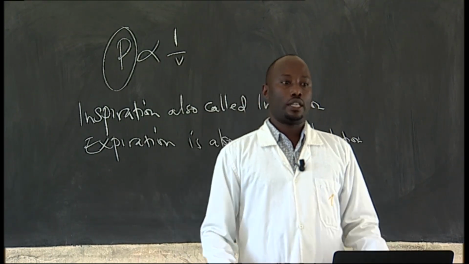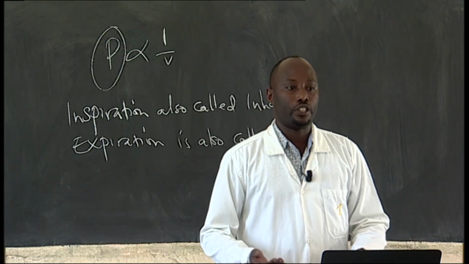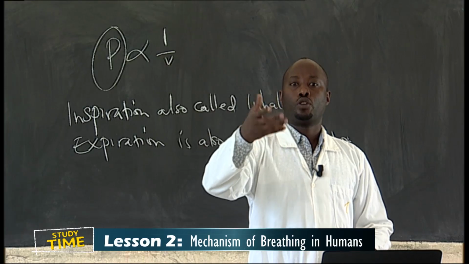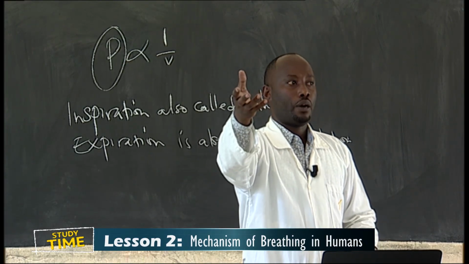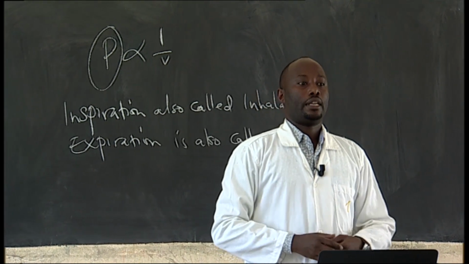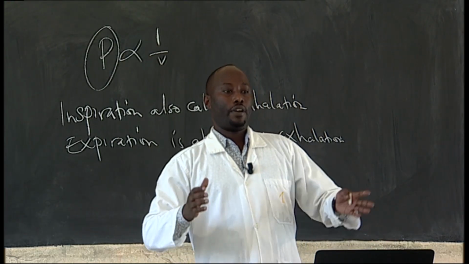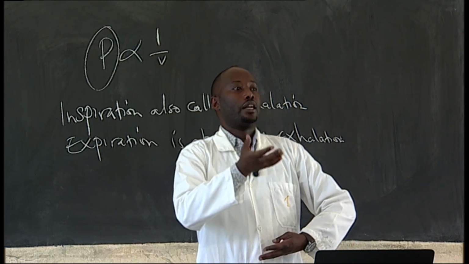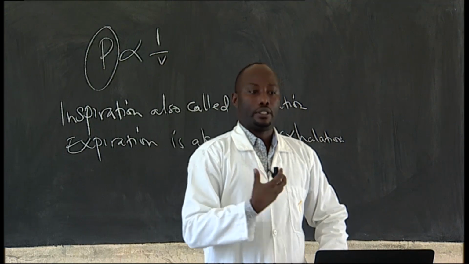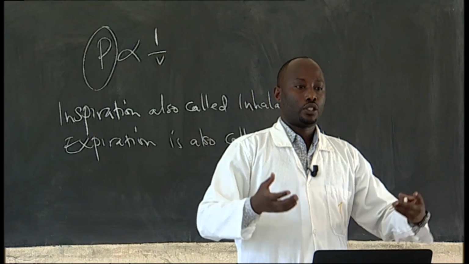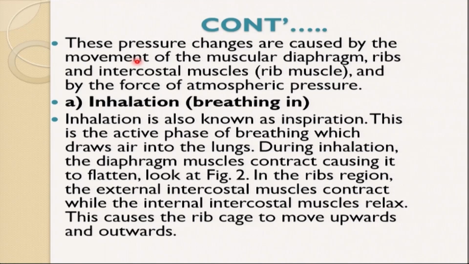Inhalation, also known as inspiration, is the active phase of breathing, which draws air into the lungs. This is the active process where air must be drawn from the atmosphere and into the lungs. During inhalation, what happens to the diaphragm? The diaphragm must contract and move downward, causing it to be flattened. We are going to see this in the figure below.